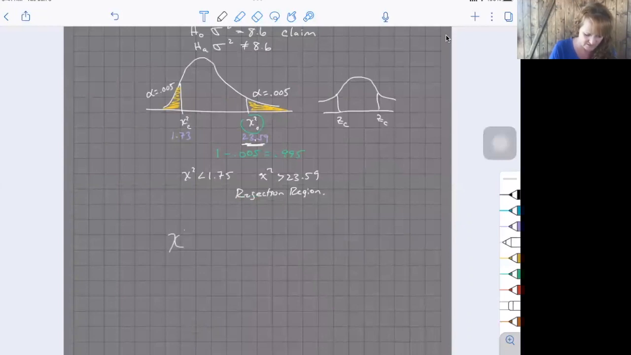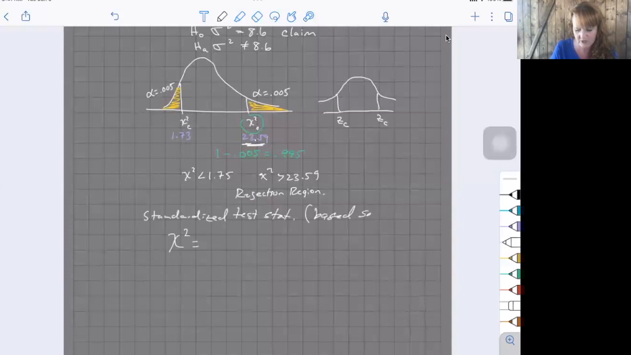is that chi-squared, this is going to be your standardized test statistic. And so this is the value that we're finding based on our sample that we're going to compare to our critical value. So the formula is going to be n minus 1 times my sample variance divided by my population variance. Okay, so let's go plug those values in.